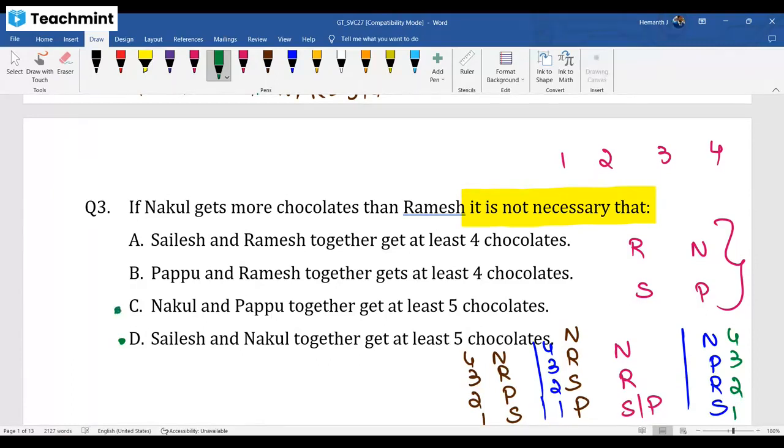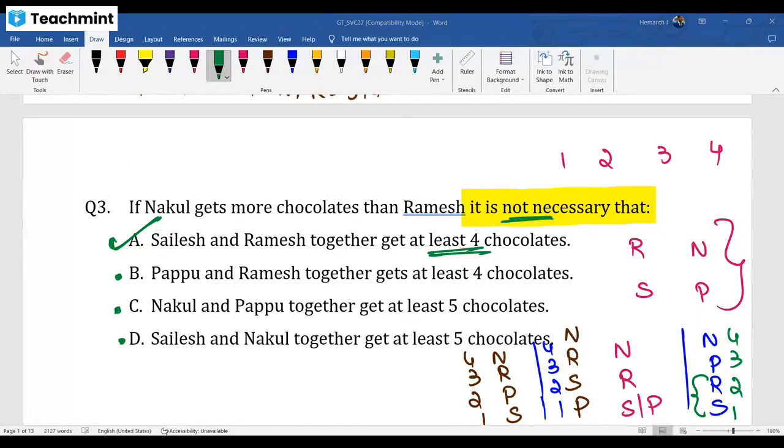Next one, Pappu and Ramesh together at least 4. Yes, that is also true. This is not correct. Sailesh and Ramesh, here it is wrong. Sailesh and Ramesh together, I got 3 only. They want at least 4. This is where it is wrong. They're asking not correct one only.